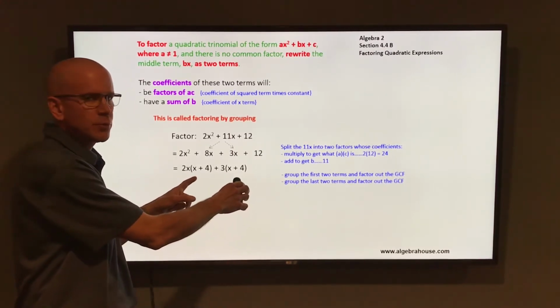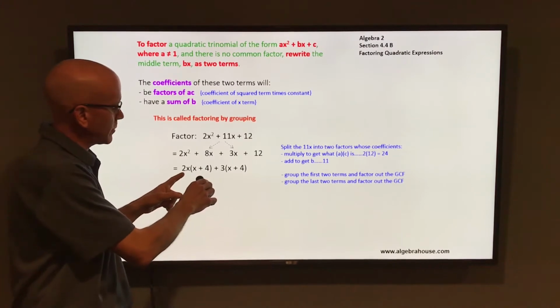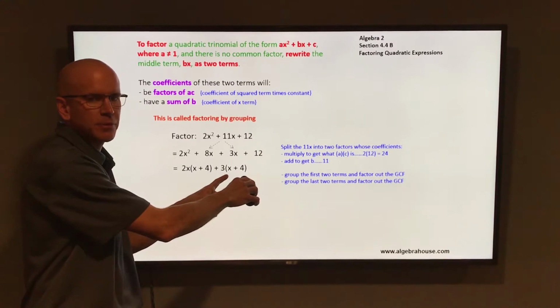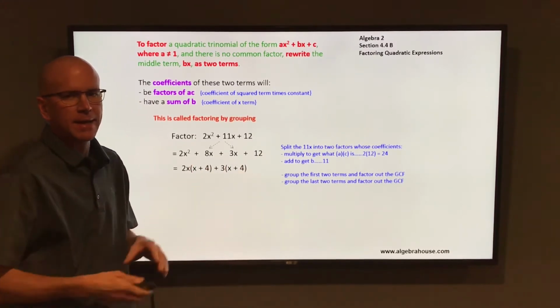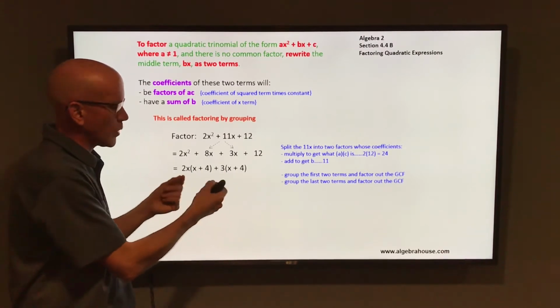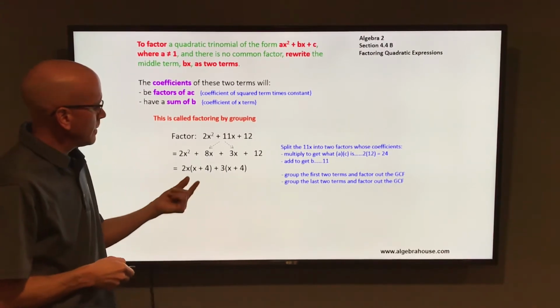So really you have two terms here. The term on the left, 2x times x plus 4, and the term on the right, 3 times x plus 4. We're going to factor out that common factor of x plus 4. So imagine taking that out, erasing it, removing it. What would you be left with?